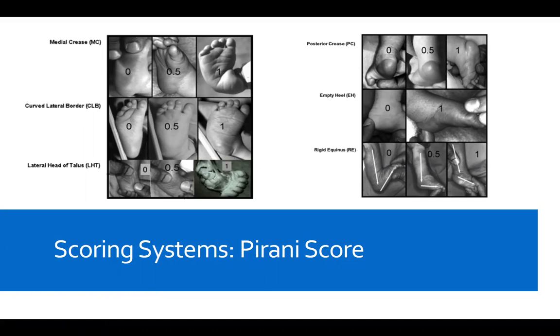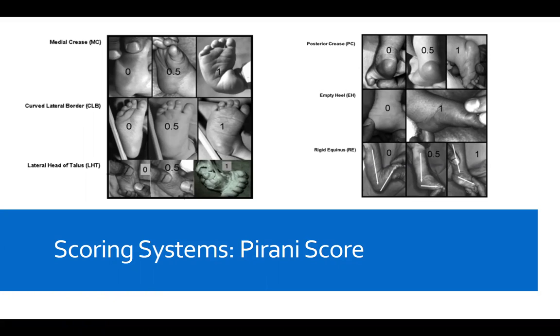So I'll review those briefly. Looking on the left, we have the midfoot score. So you'll see that there are 3 components there. There's the presence of the medial crease. We look at the curvature of the lateral border of the foot. We also look at the lateral head of the talus to see how reducible the navicular is over this bone. We also have the hindfoot score. So there are 3 components there too. We have the presence of the posterior crease.